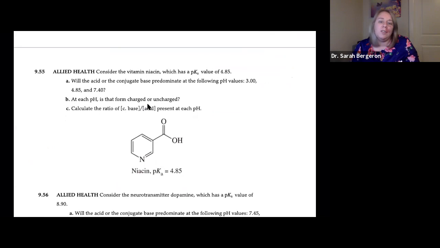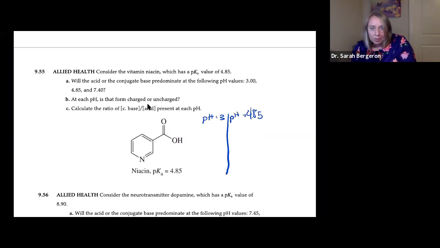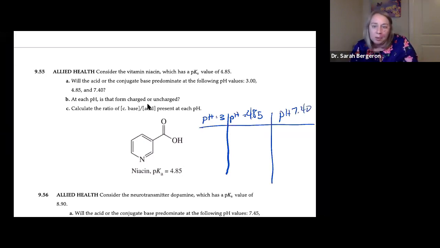All right, consider our vitamin, which has a pKa of 4.85. So will the acid or the conjugate base predominate at the following pH values: 3, 4.8, and 7.4? Okay, so what I'm going to do is create myself a little table of the 3 different pHs: pH 3, pH 4.85, and then pH 7.40, and answer each of these questions at those pHs.